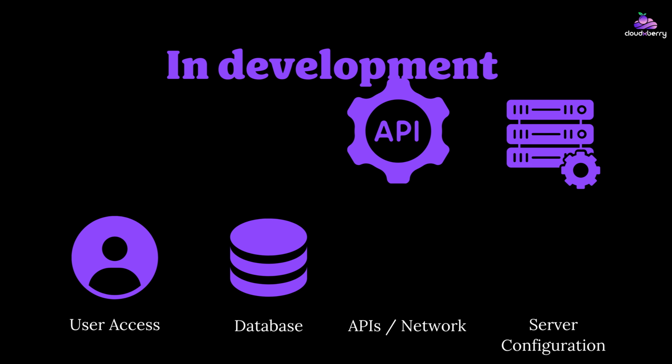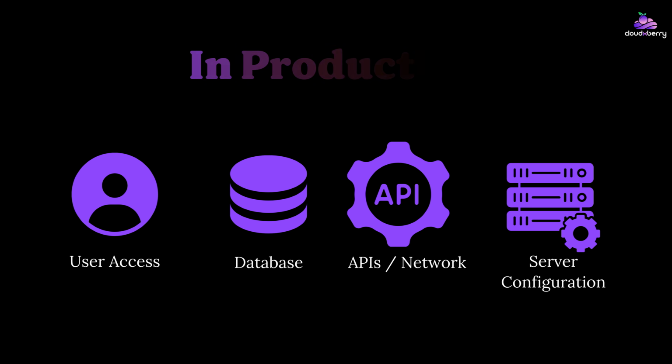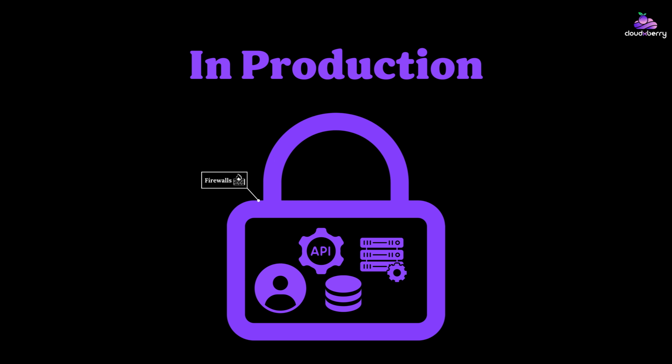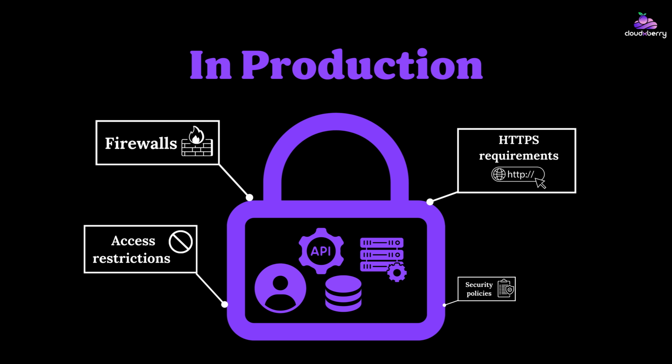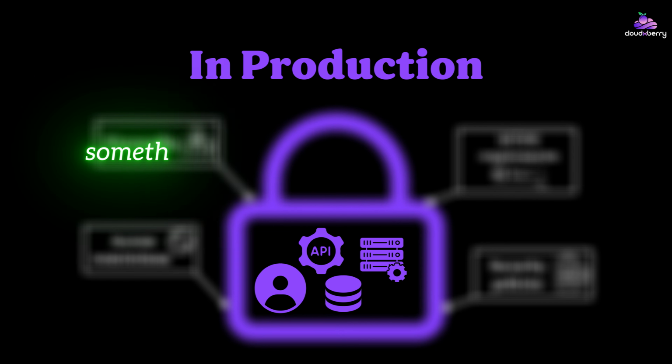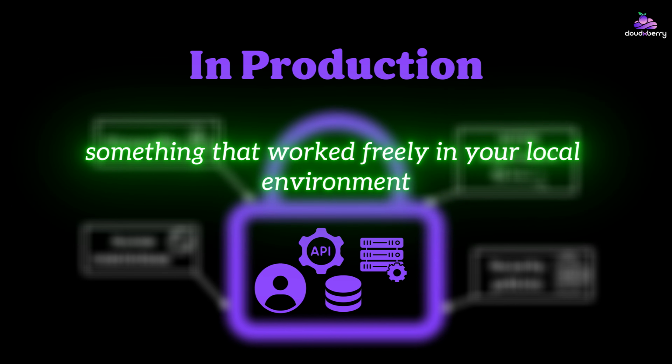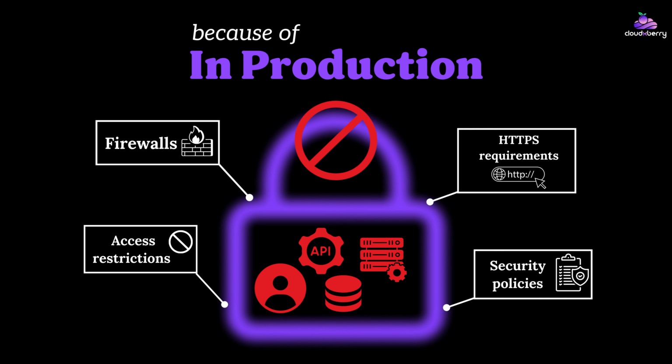And then comes security constraints. In development, things are open and flexible. In production, everything is locked down. Firewalls, HTTPS requirements, access restrictions, and security policies are enforced. Something that worked freely in your local environment might get blocked in production because of these restrictions.